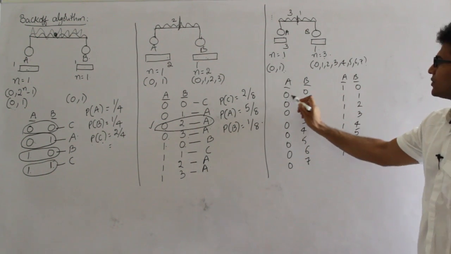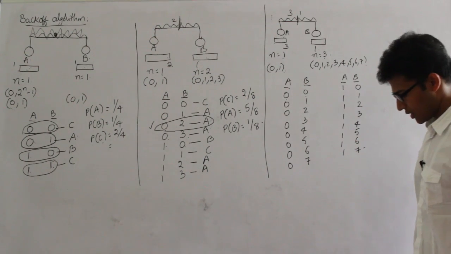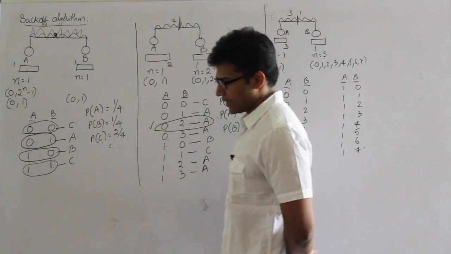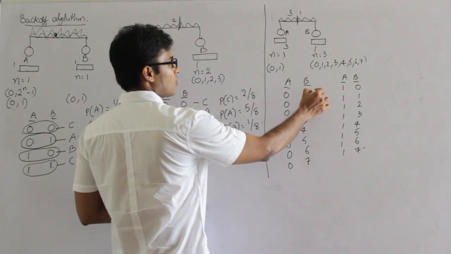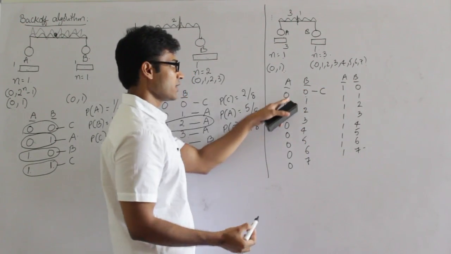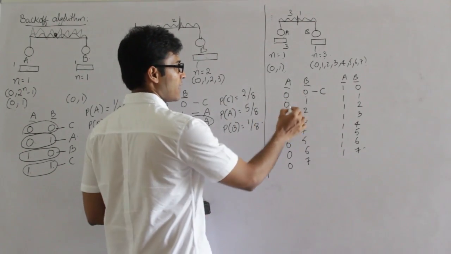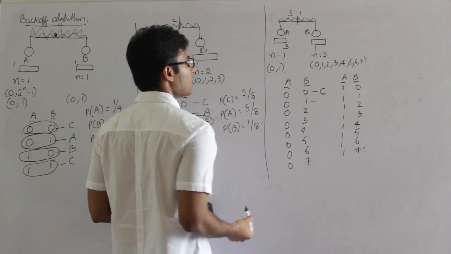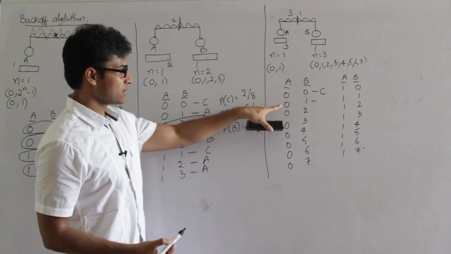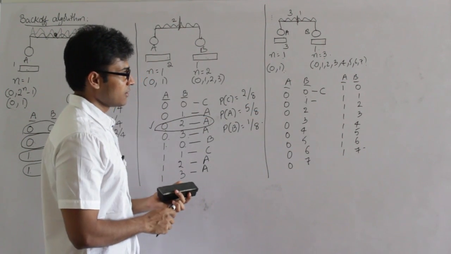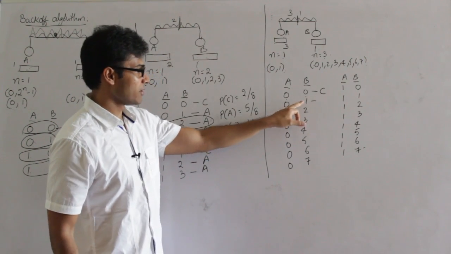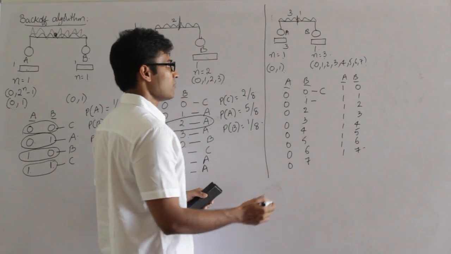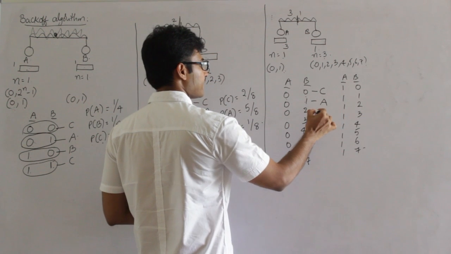So if I have 0 0, then what happens? If I have 0 0, it means that it is again a collision. Why? Both A and B are starting at the same time immediately. If I have 0 1, then what is this case? It means that A can start immediately, but B has to wait for some time. Then what is the case? A1. What is the case?